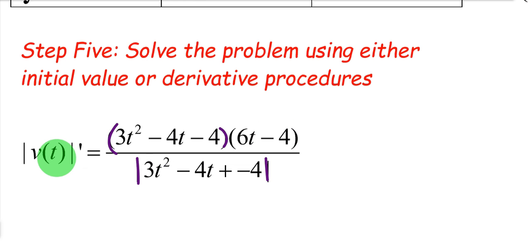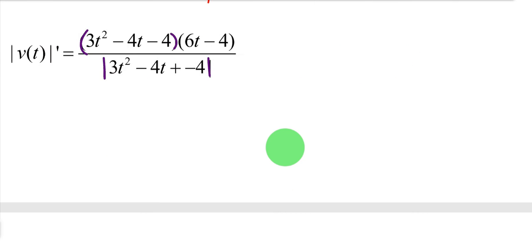So this is the derivative of speed, and we need to solve the problem using, in this case, a derivative procedure to figure out where the speed is fastest. So we want to find critical points, and that's why we're taking the derivative. Now remember, critical points occur when the derivative equals 0 and where it doesn't exist. Since these two factors are the same, we can just focus on the top where that equals 0.